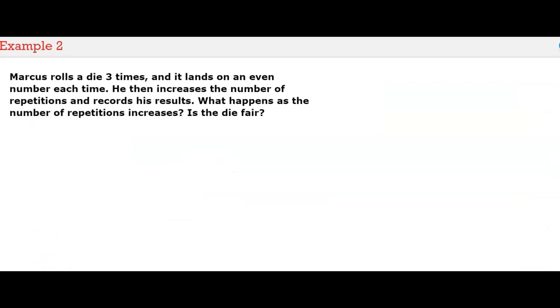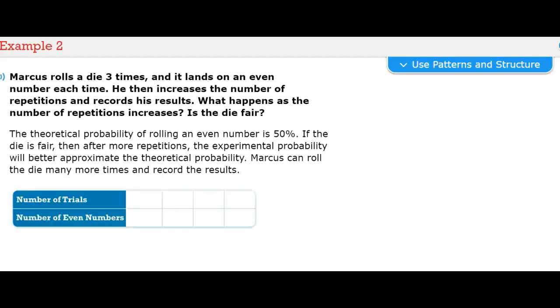Marcus rolls a die 3 times, and it lands on an even number each time. He then increases the number of repetitions and records his results. What happens as the number of repetitions increases? Is the die fair? The theoretical probability of rolling an even number is 50%. If the die is fair, then after more repetitions, the experimental probability will better approximate the theoretical probability, and that means they would be more likely to be the same.